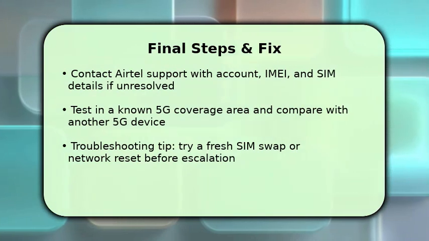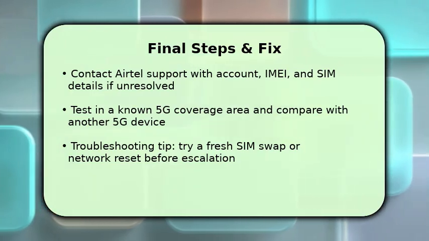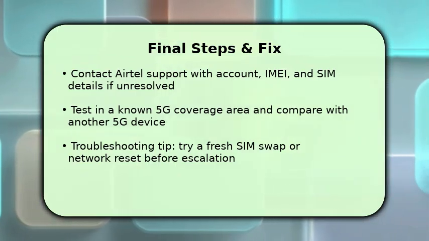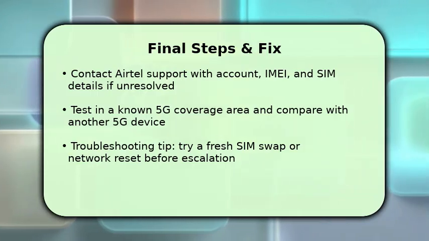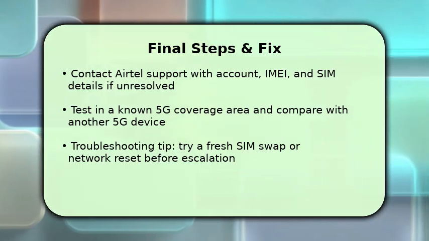Test your SIM in another confirmed 5G phone and test your phone with a known working 5G SIM. Once done, if issues persist, call Airtel support with your account number, IMEI, and SIM ICCID so they can check provisioning and throttles. Make sure to mention recent plan changes and any error codes.